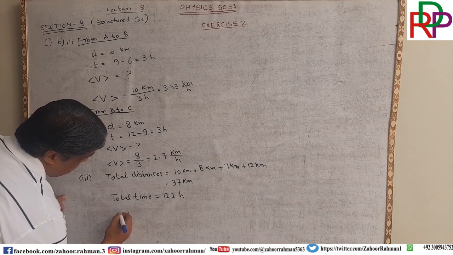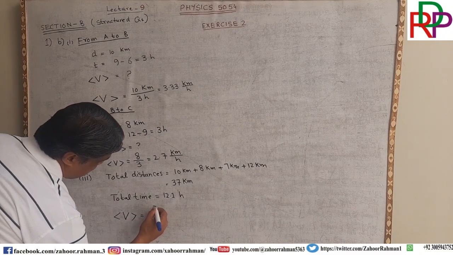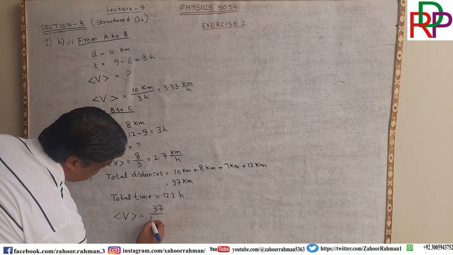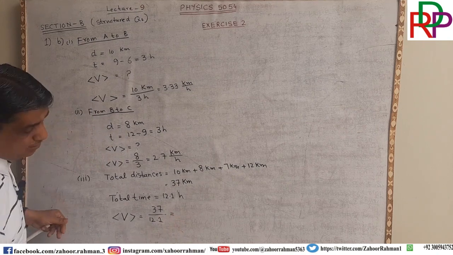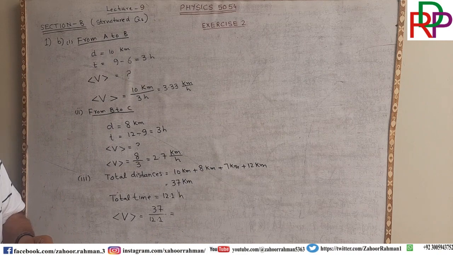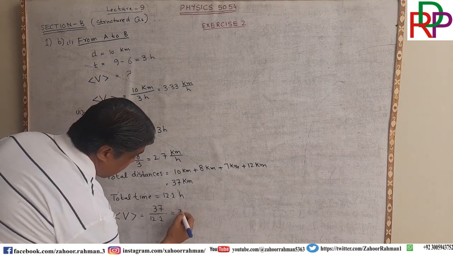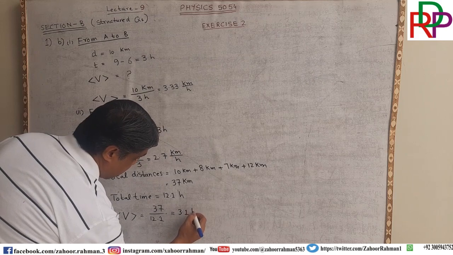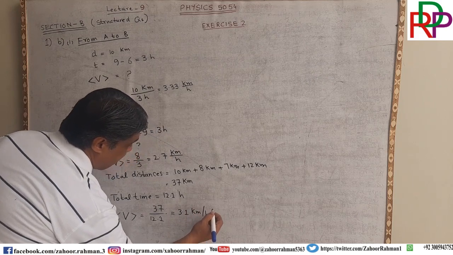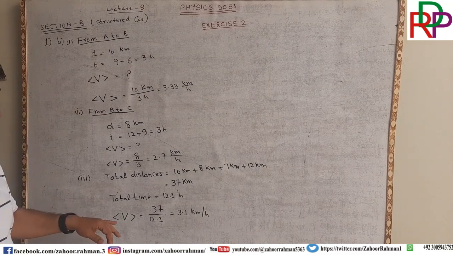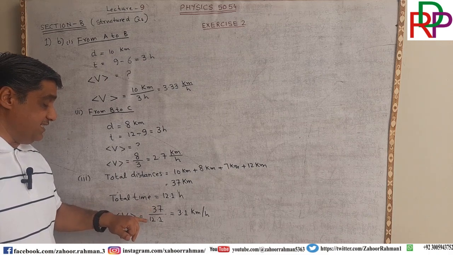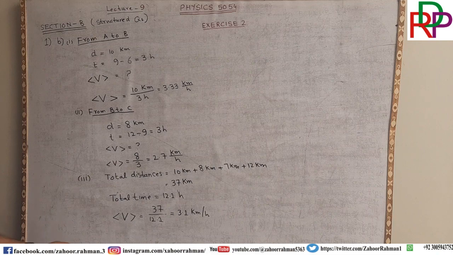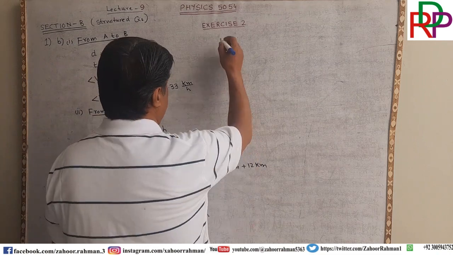So average speed overall is equal to 37 divided by 12.1, and that comes out to be, I calculated it in advance, 3.1 kilometer per hour will be the average speed. You can cross check this by dividing 37 by 12.1, and that comes out to be 3.1 kilometer per hour.